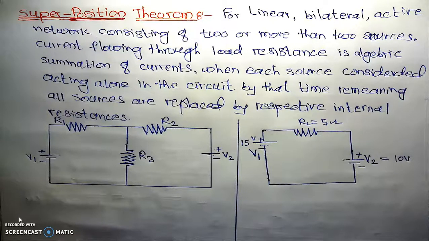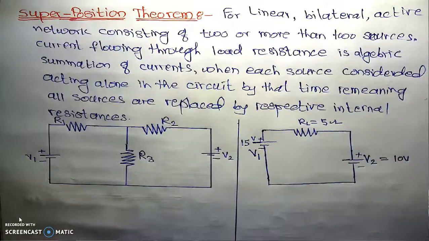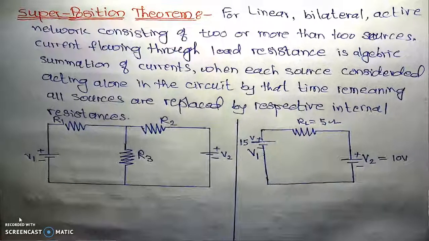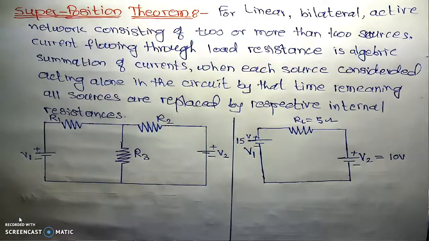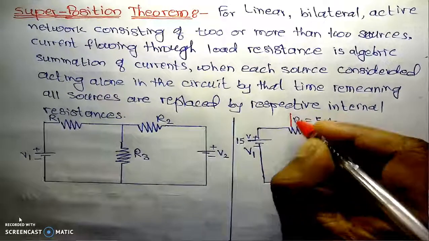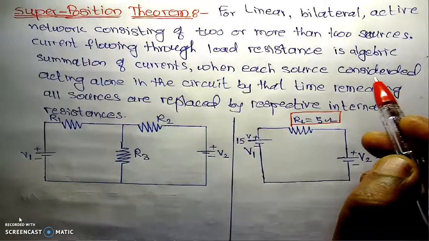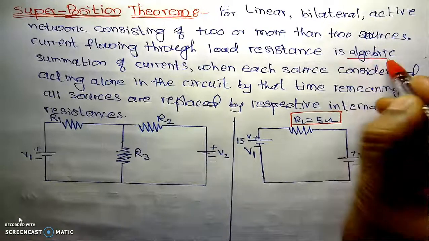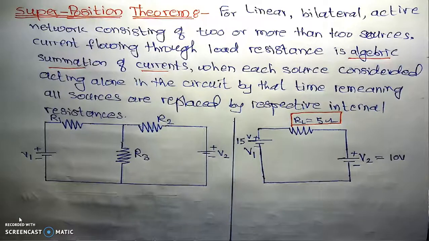First we will carry out one small assignment which I have considered here, and then we will try to understand how to go for the explanation of the superposition theorem. Now, what do you mean by the superposition theorem? As per the statement, if we are interested to calculate current in the load resistance, which is RL equal to 5 ohm in this particular case, what the statement says is algebraic summation of the currents. What do you mean by the algebraic summation? Summation with sign or summation with polarities.